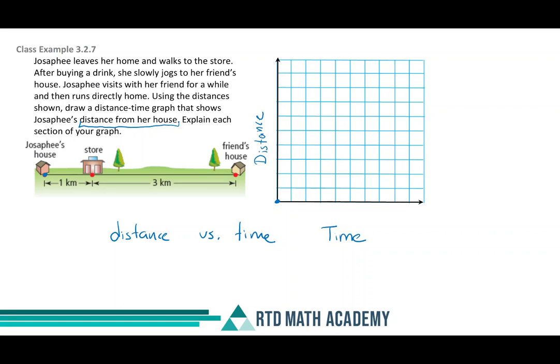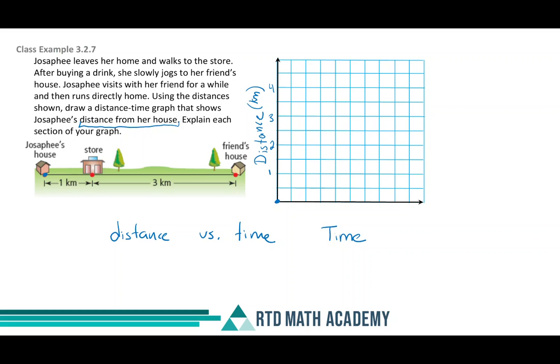Okay. So if we've got this, we're going to try and create a scale along the y-axis. We're only going a total distance away from her house of 4 kilometers. So why don't we say this is 1, 2, 3, 4. And I'm going to actually put the units of kilometers right up along the side there.